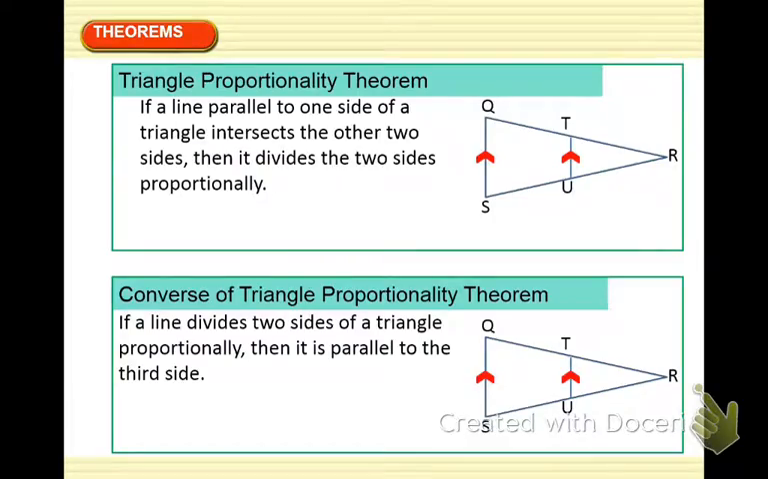The triangle proportionality theorem says if a line parallel to one side of a triangle intersects the other two sides, then it divides the triangle proportionally. All right, so if we've got a triangle, we draw a line somewhere in the triangle parallel to the base, to the third side of the triangle. Then we can say that TR is to QT as UR is to US. It slices us up proportionally.